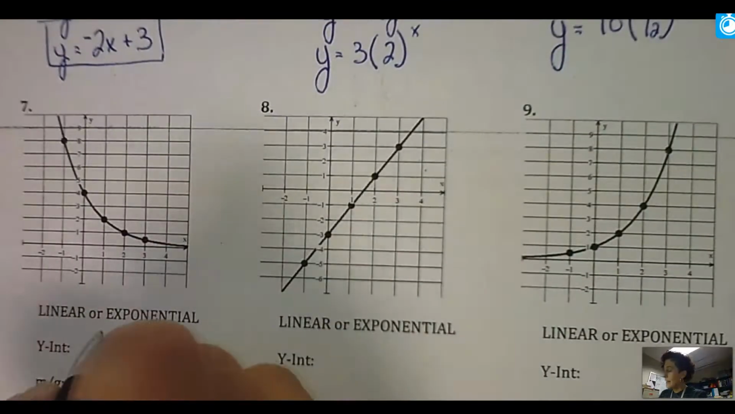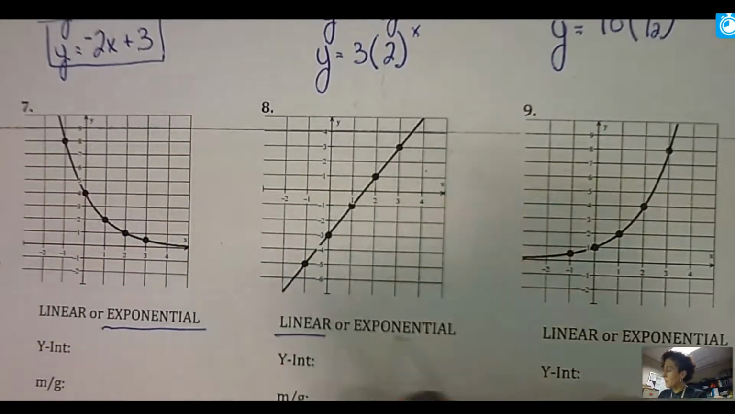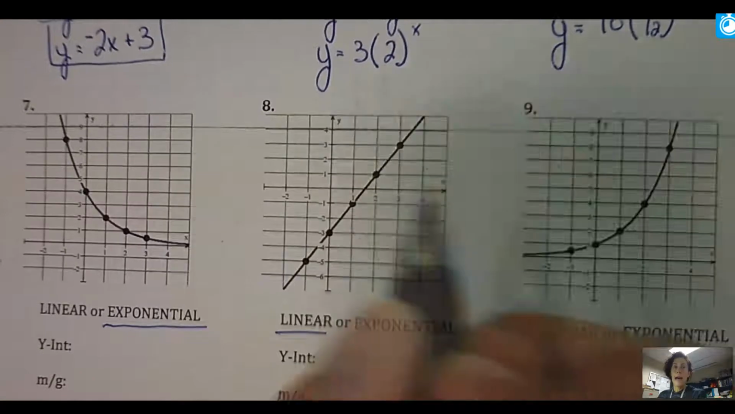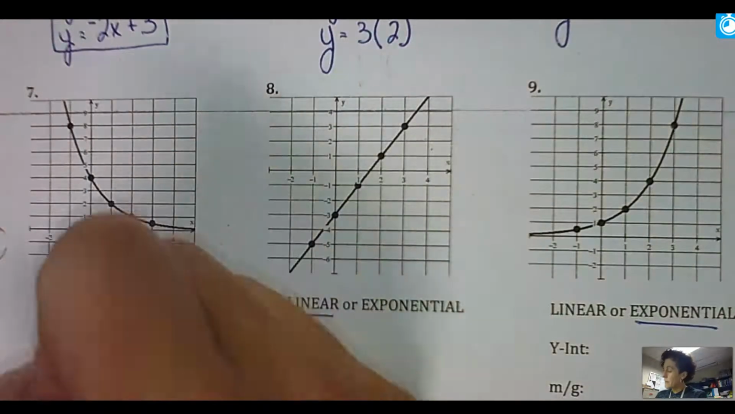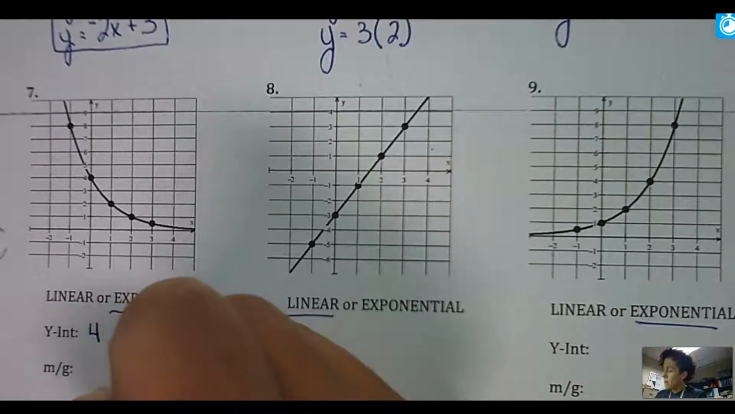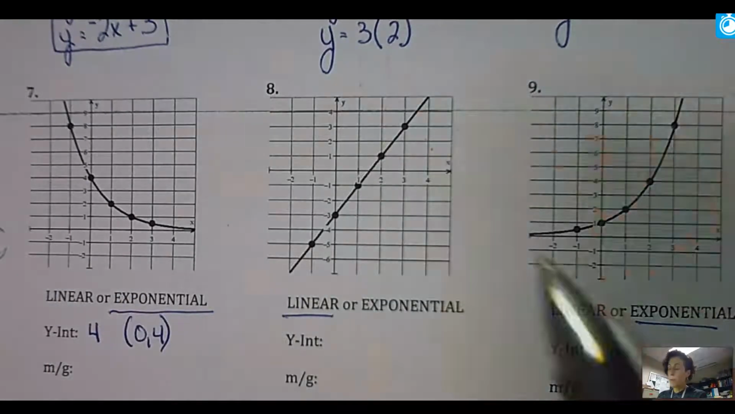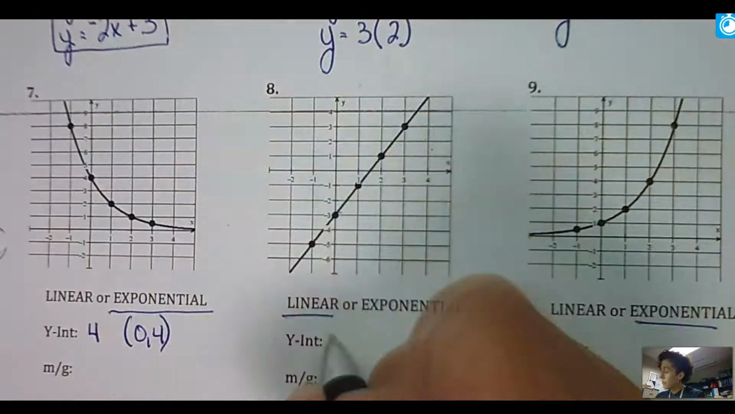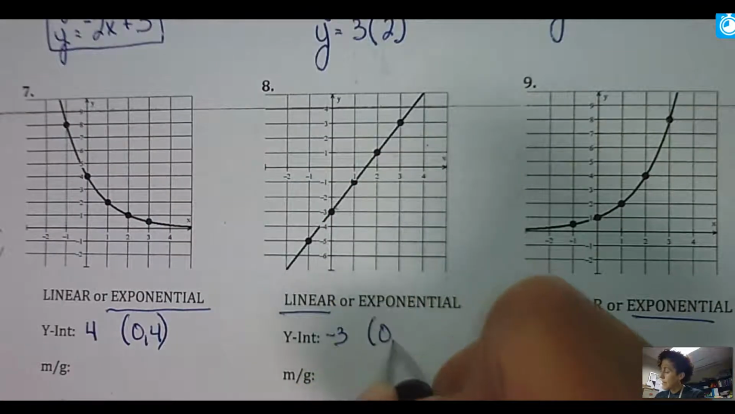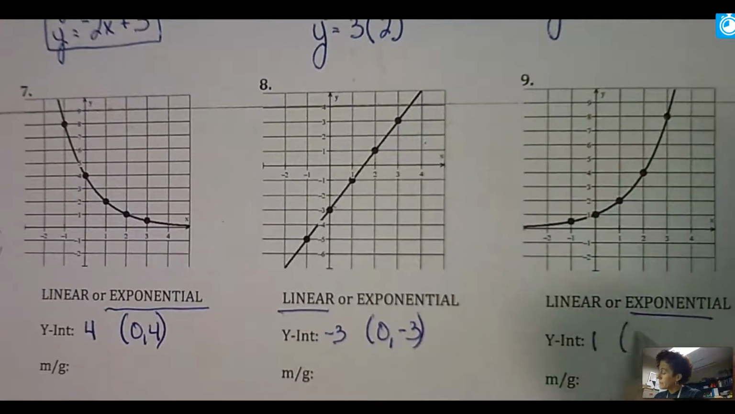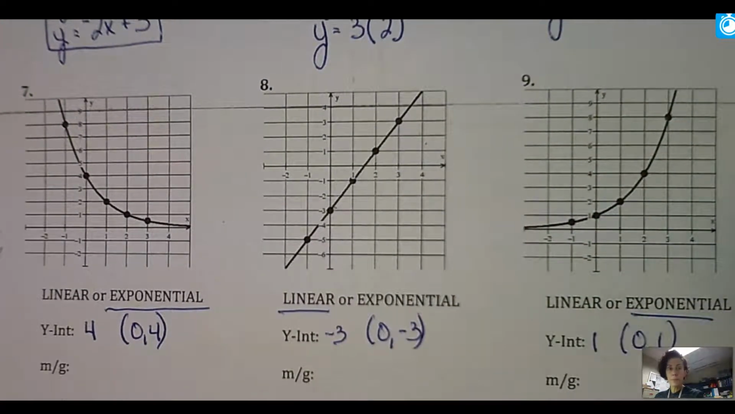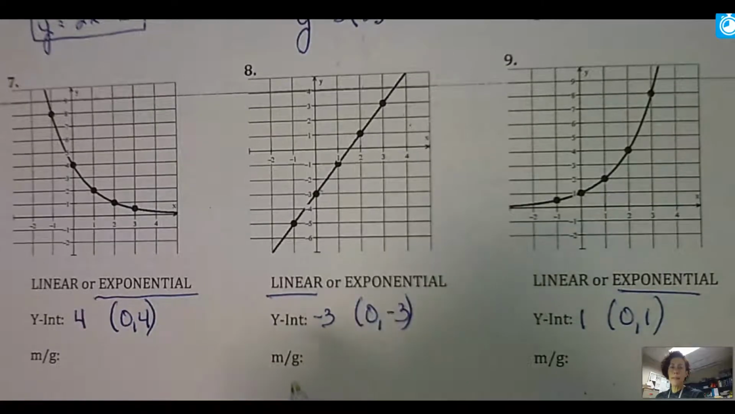So I know this is exponential because it's curved, linear, and exponential. I'm first going to establish my y-intercept. So this one is 4, and as an ordered pair, that's (0, 4). Let's just do that on all the problems. Here my y-intercept is -3, or (0, -3). And on this one it's (0, 1).